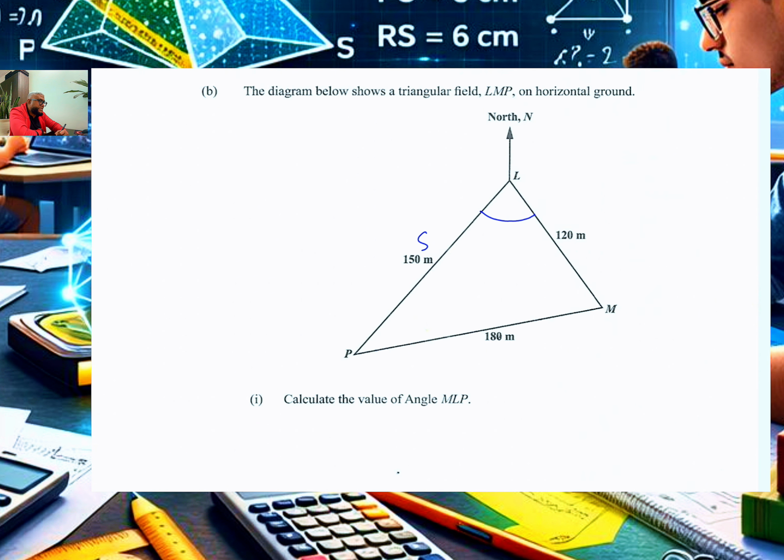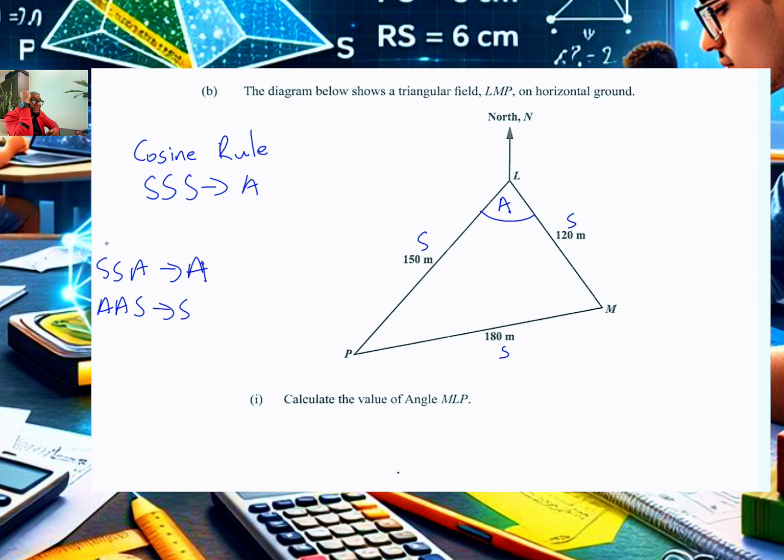So you have three sides, and you want an angle. What are we using? Cosine. Remember, sine rule is pairs. Sine rule is two sides, one angle, and then what's the next angle? Right? Two angles, one side, and then what's the next side? Pairs. This is sine rule. Here you realize it's not pairs. This is cosine rule. Calculate the value of angle MLP.